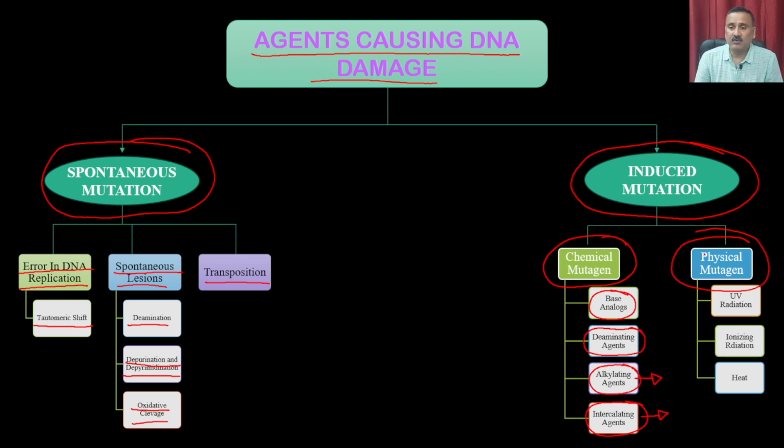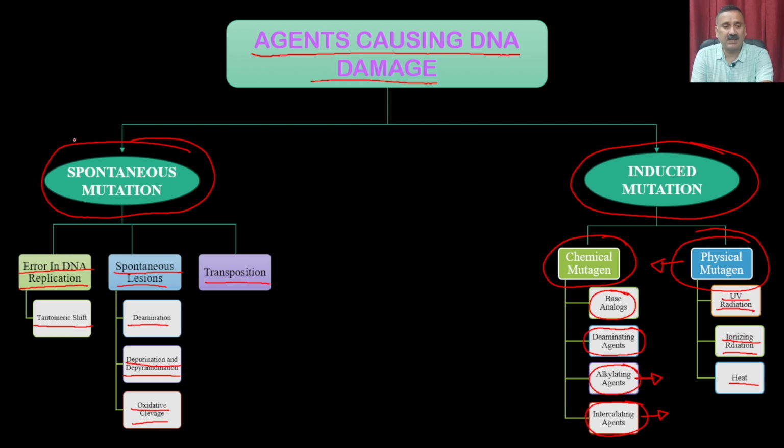Then you are also going to have the physical mutagens. Physical mutagens means the physical parameters that you are going to use. In that case you are going to have UV radiations, ionizing radiations, and also heat. So, these are the physical parameters which are going to cause the mutations.